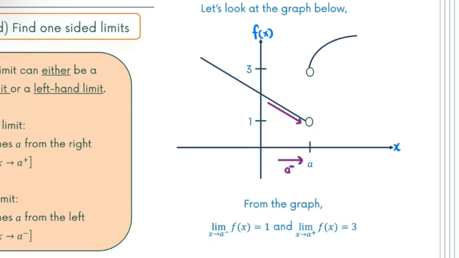Ini kalau kita tengok daripada arah kiri, x approaches, okay, sekejap. x approaches a from the left. Okay, ini adalah x approaches a from the left. Boleh nampak? So dia menuju ke arah 1.